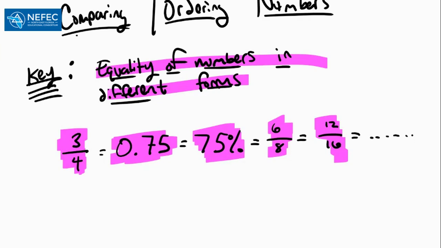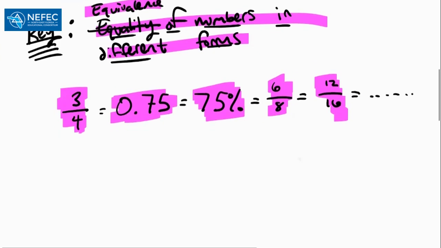So, understanding equality, or really more accurately, equivalence of numbers in different forms. There's a subtle difference between those two terms. So to get that correct, the equivalence of numbers in different forms. That's what we want to be able to really understand and to be able to do.